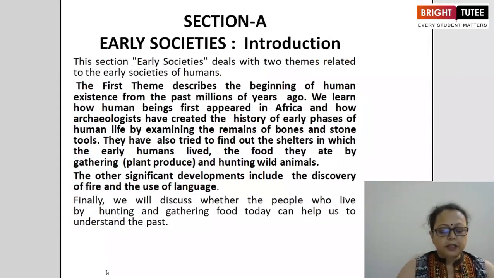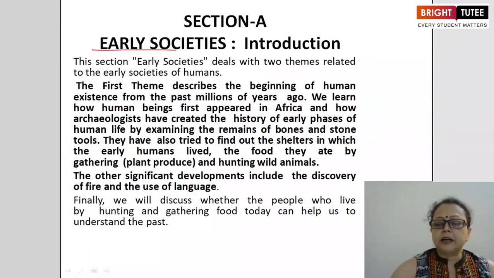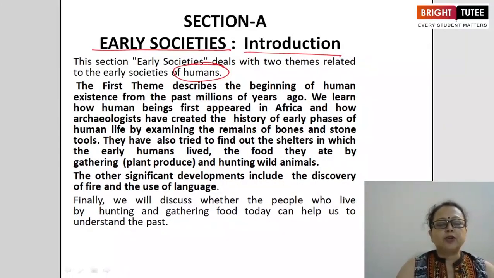So first of all, the early societies. What is written about the early societies? What does it say? This section, early societies, deals with two things related to the early societies of humans. Without the human, no society can even be thought of. There is no thought process without the human. There will be no concept of society, and the human being cannot live without a society.